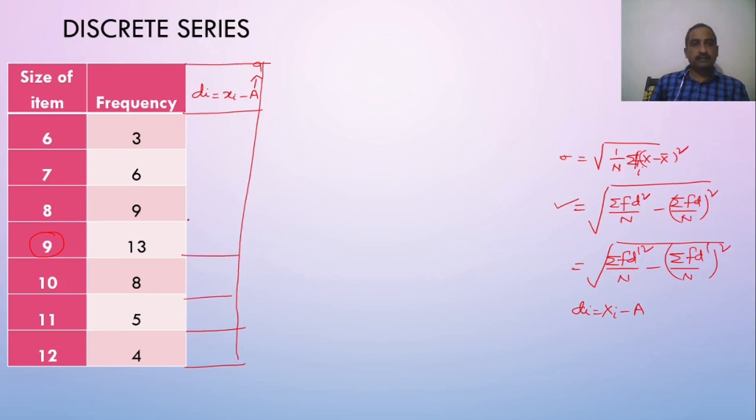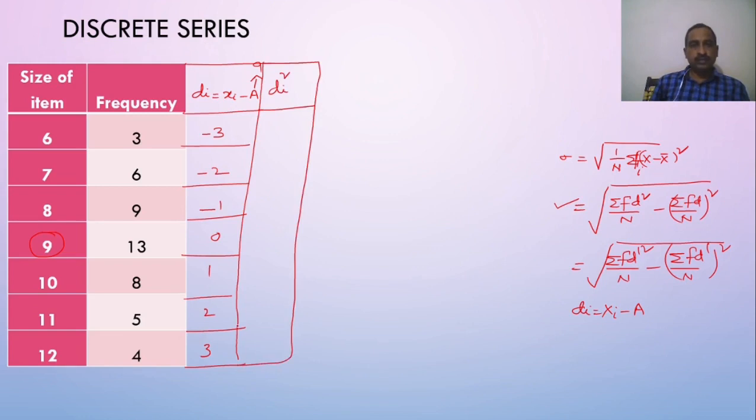x_i minus a, that is the d value, right? So d is nothing but 6 minus 9 is minus 3, 7 minus 9 is minus 2, 8 minus 9 is minus 1, 0, 1, 2, 3. Am I correct? So the next one is, it's better to find out d_i square or d square. Don't confuse d_i or d square, the same meaning. d_i square is 9, 4, 1, 0, 1, 4, 9.